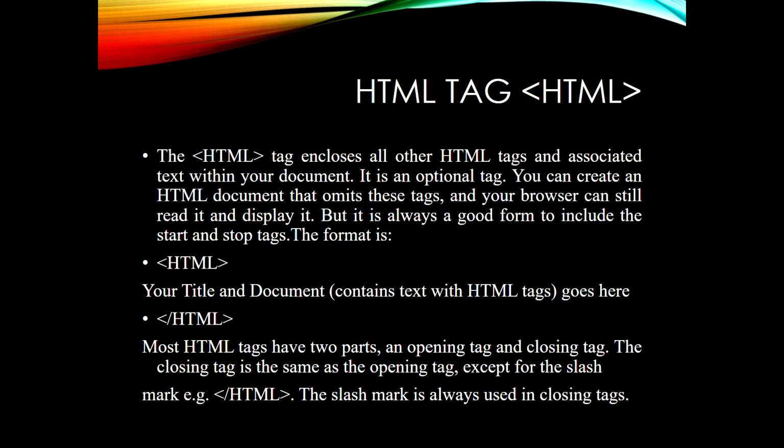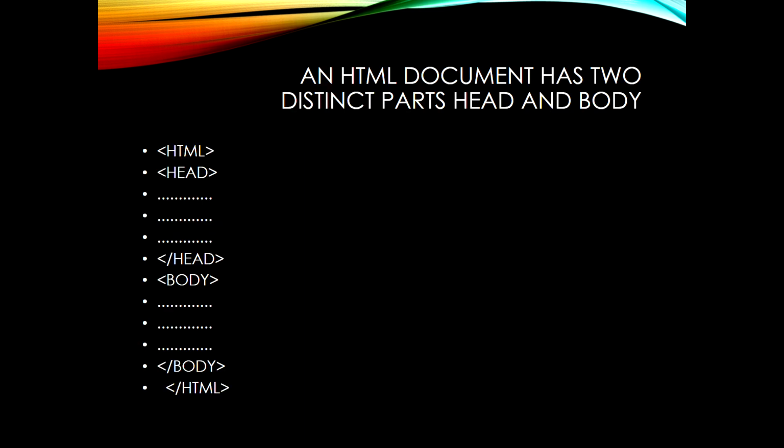Most HTML tags have two parts, an opening tag and closing tag. The closing tag is the same as the opening tag except for the slash. The slash mark is always used in closing tags. An HTML document has two distinct parts, head and body.